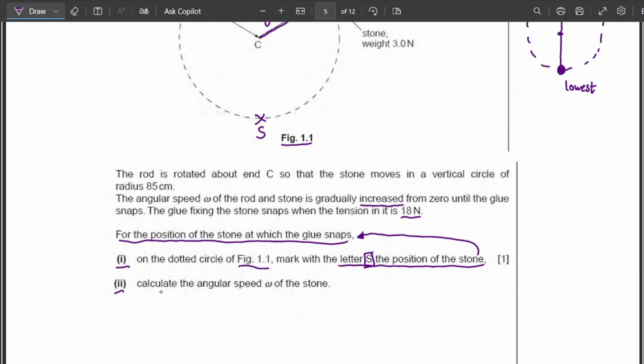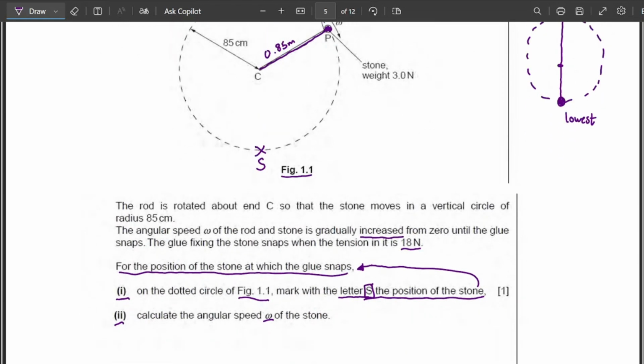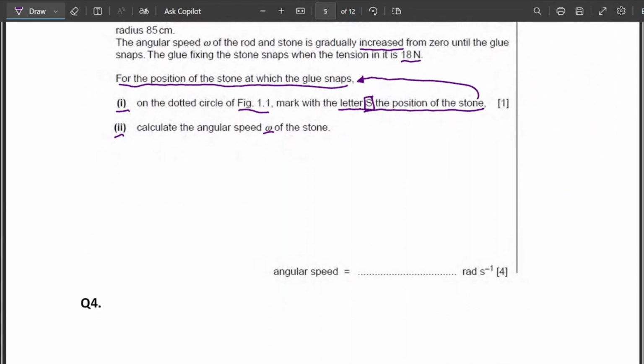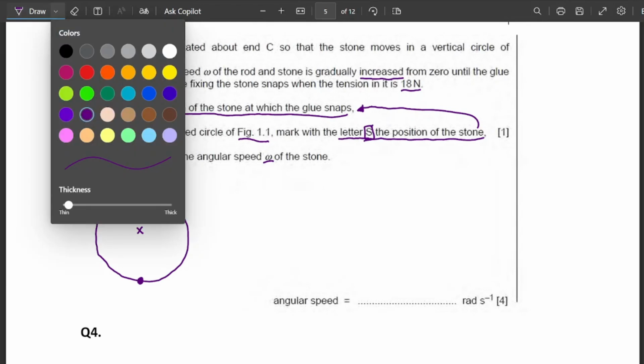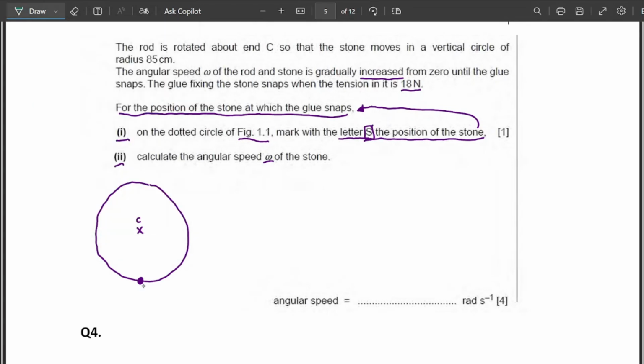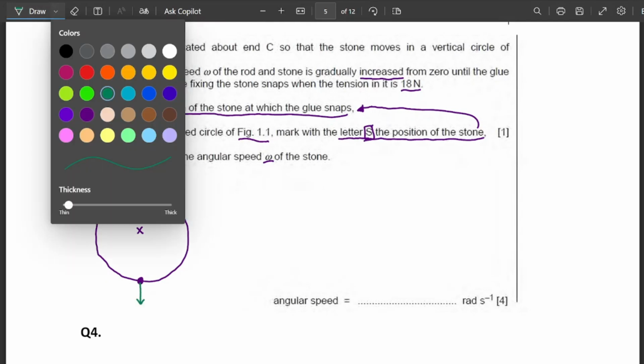In the next part, it says calculate the angular speed omega of the stone. So for this point, I'm just going to draw another diagram. This right here is the circle. That right there is the center. Let's call it C. And that right there is the mass, or the stone. And what's happening over here is basically, at this point, this mass snaps the glue. So I'm just going to make a free body diagram so that I can explain to you guys what's actually going on over here before I answer the question.